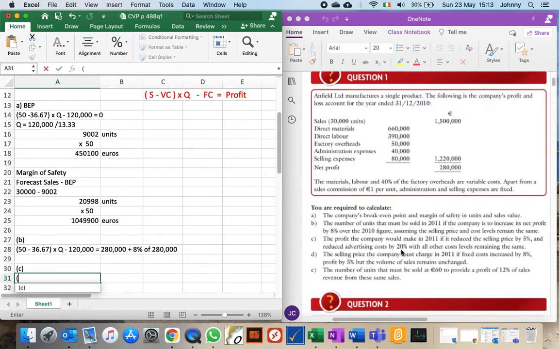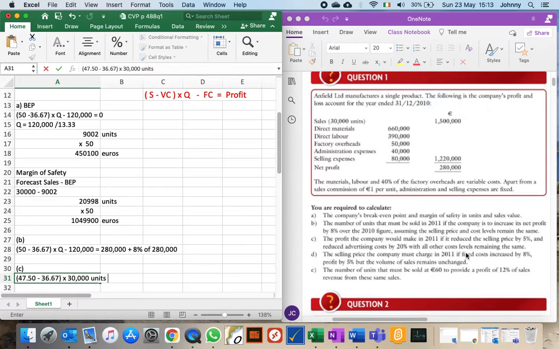So let's just start off. Our sales price was 50 euro. We're taking 5% of that away, which is 2.50, so it's 47.50. Minus what's happening? You have to go back and read the question a number of times here. What's happened to variable cost? All of the costs are the same, so variable cost is still going to be 36.67 times, and we're presuming that we're selling the original 30,000 units.